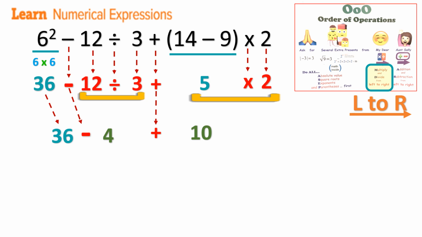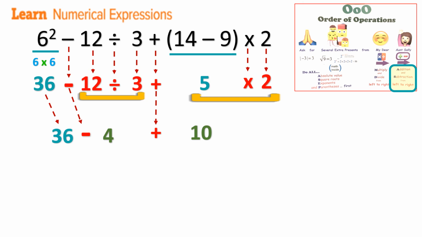The 36 just comes down. I drop my subtraction. I get my answer of 12 divided by 3 is 4. Bring down my addition, and 5 times 2 is indeed 10. So now I'm left with all addition and subtraction from left to right. So now I'm going to add and subtract from left to right.